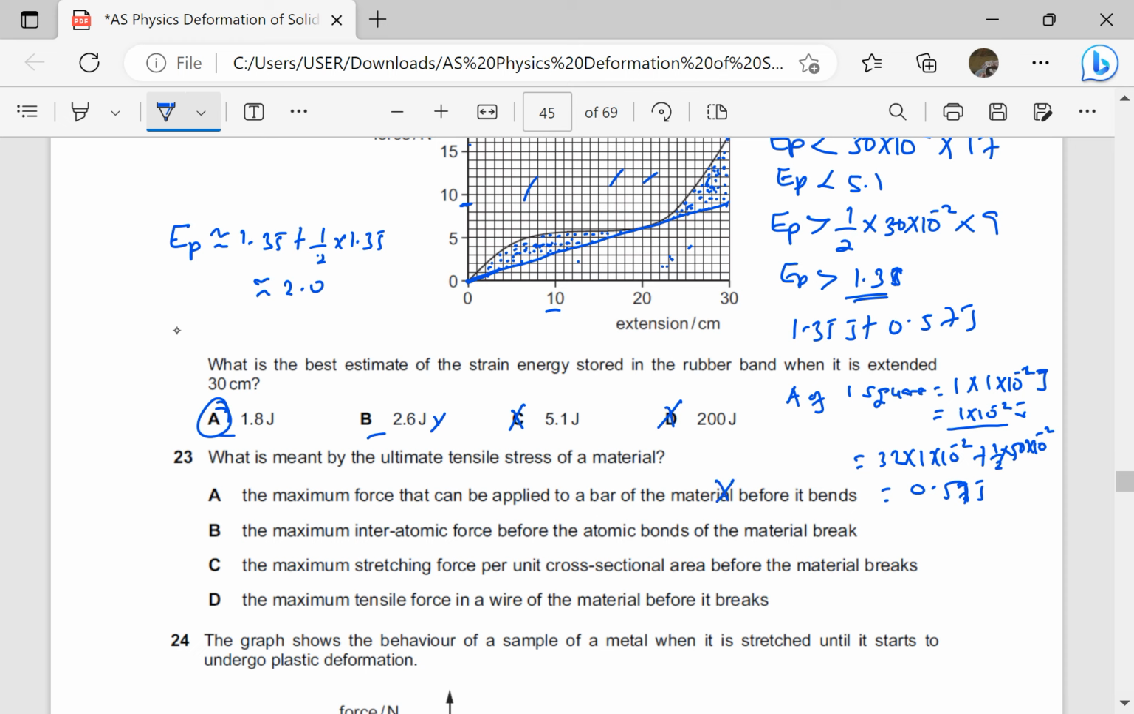The maximum interatomic force? It is not interatomic force. It is the maximum stretching force per unit cross-sectional area. Remember, this is going to be stress before the material breaks. So the answer is C. The maximum stress a material can withstand before it breaks is the ultimate tensile stress.